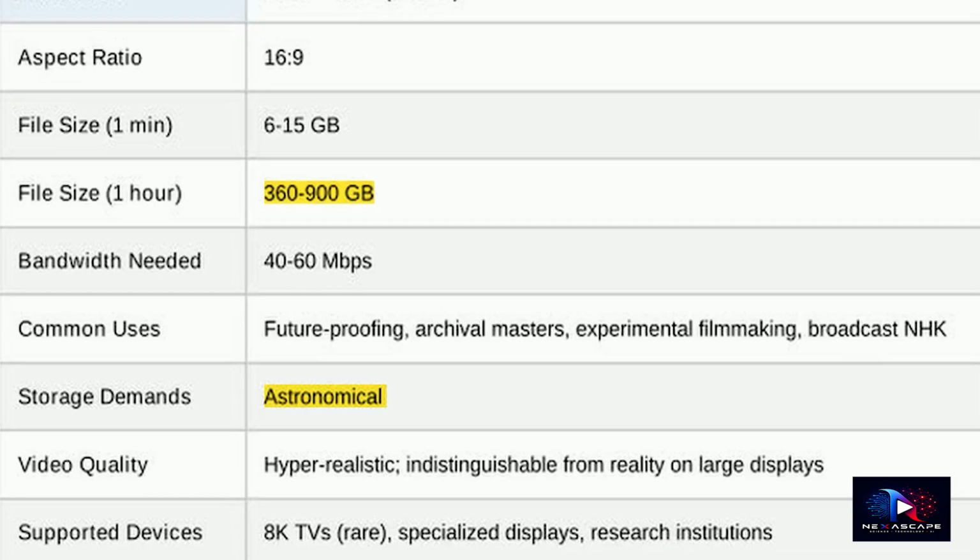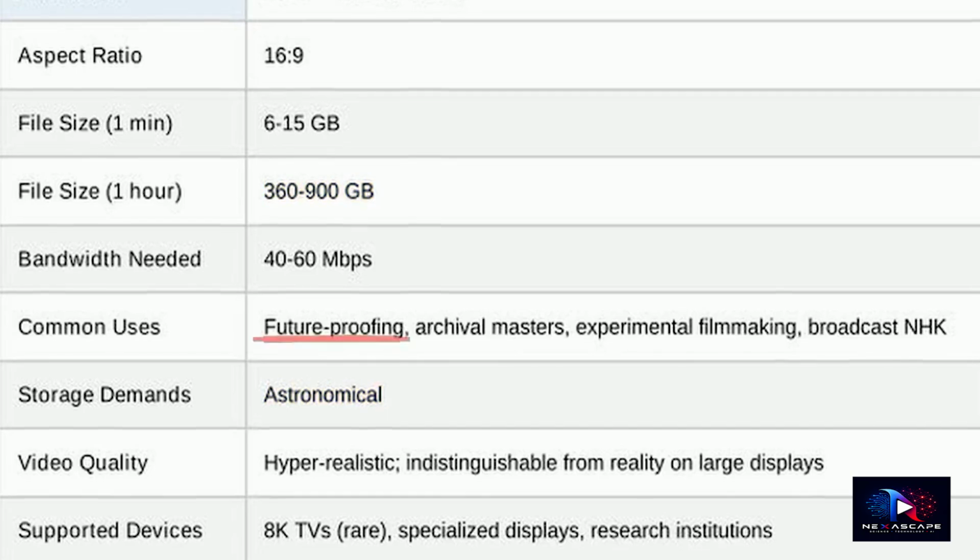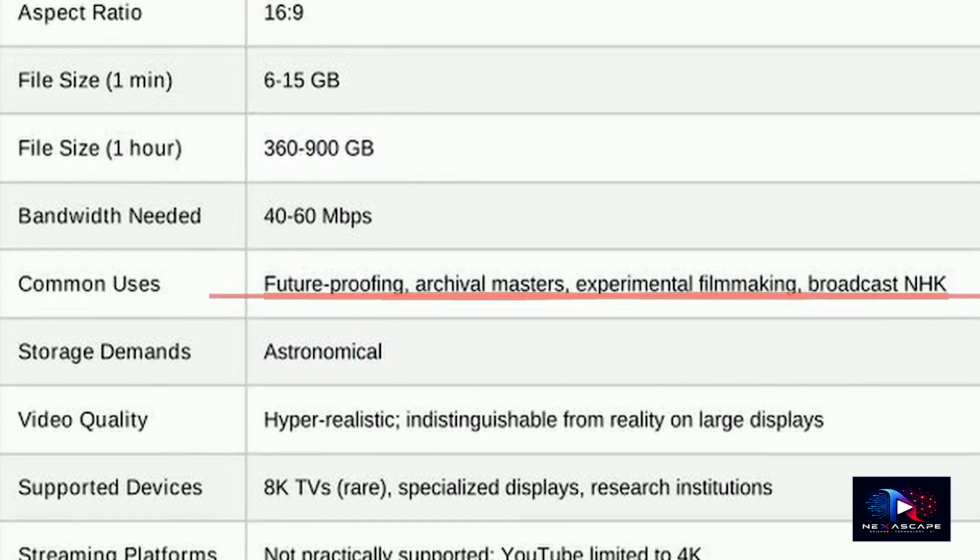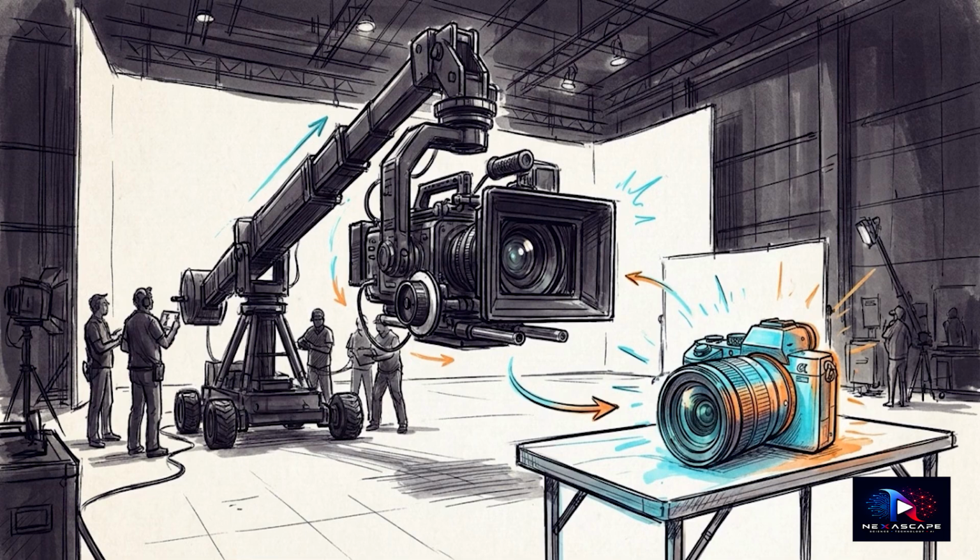Resolutions like 6K and 8K demand astronomical storage, up to 900 gigabytes per hour. These are highly specialized formats for visual effects and archival masters. Streaming platforms do not practically support 8K delivery. Ultra-high resolutions are deliberate workflow choices that demand serious capital to function. They are not automatic upgrades for everyday content.